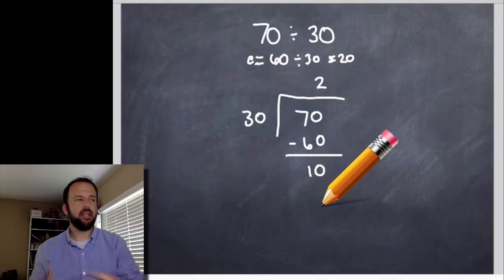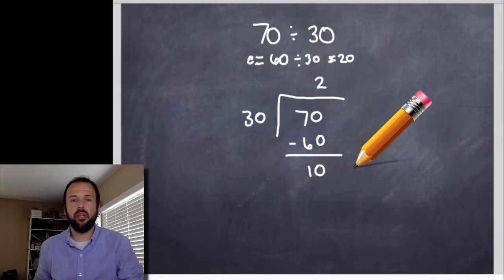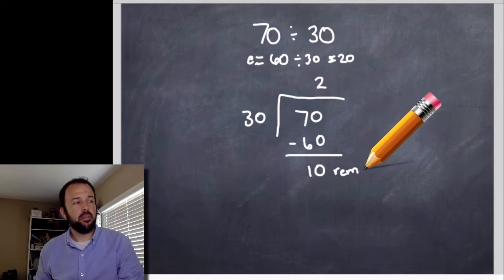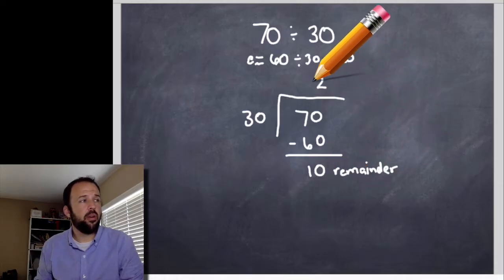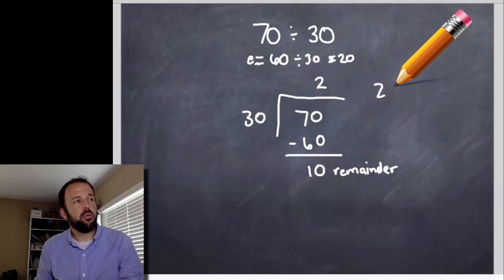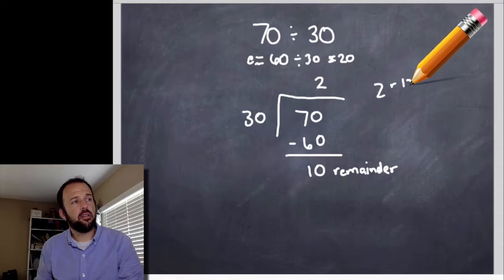Now what do we know about that 10? What do I do with that 10? Where do I go from here? Right, our 10 is going to be our remainder. It's what's left over. We got as close as we could without going over our 70, but we can't get any closer. So this is our remainder. I'm going to write this in here. All right, and again, we can't go any further. So our answer would be 2 with a remainder of 10, okay?